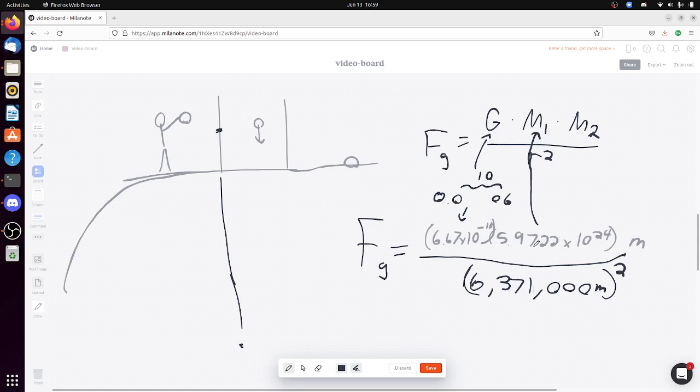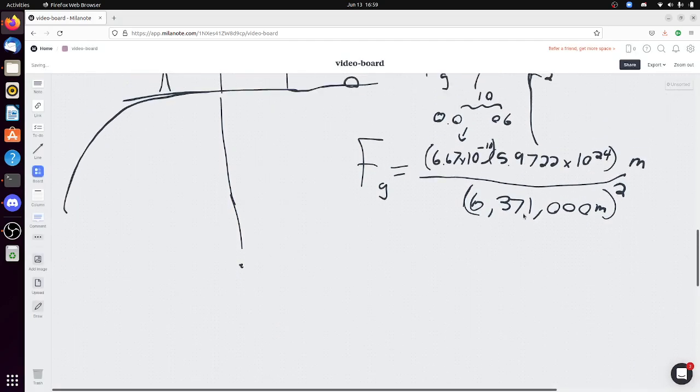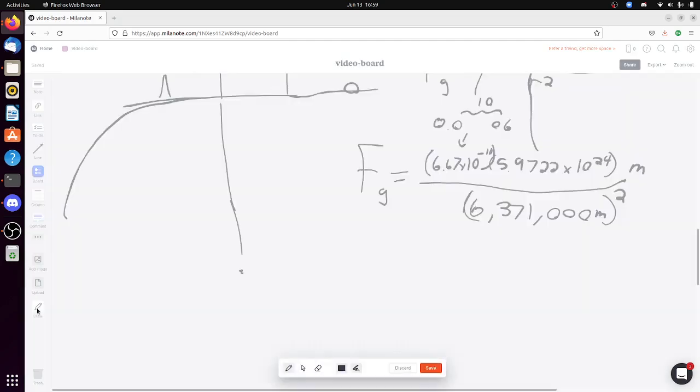Just as an interesting side note, if you go to the moon and plug the specific numbers for the moon into this equation, you basically come out with 1/6 of the value for the Earth, which basically means your weight on the moon is 1/6 of what it is here. That's why people can jump so much higher on the moon, and why it takes so much longer for them to fall after they jump. It's because your weight on the moon is 1/6 of what it is here, because of weaker gravity.